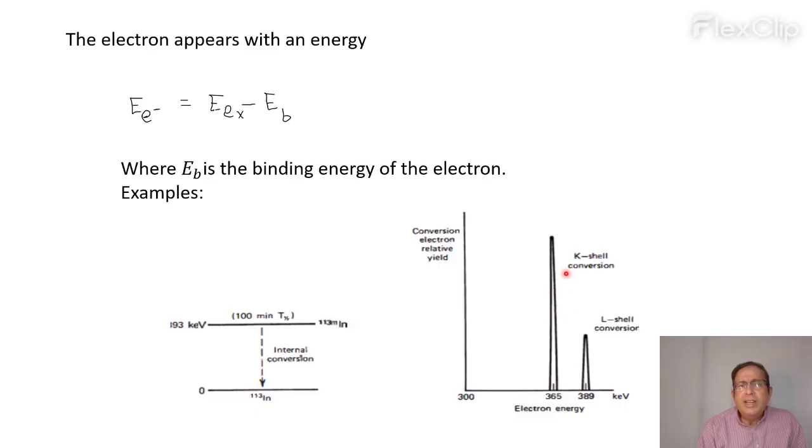So the K shell conversion takes place, which gives rise to the 365 keV electron, and an L shell conversion takes place, which gives rise to the 389 keV electron. On the y-axis is the relative yield, so the K shell is converted with a higher probability compared to the L shell, which is converted with a lower probability. So we have more K shell electrons compared to L shell electrons in this case.